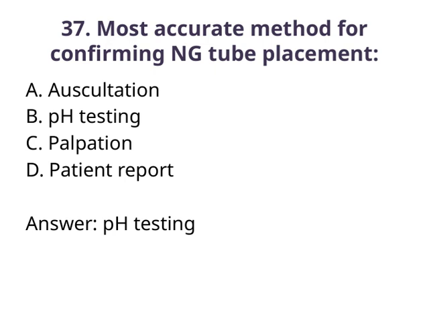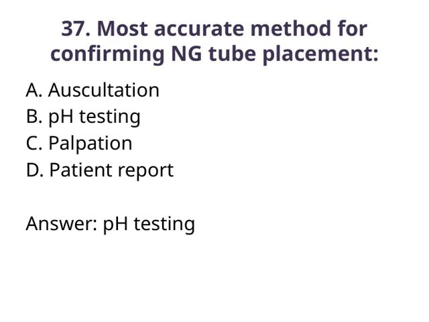What makes pH testing so reliable? Well, it involves checking the acidity of the aspirated stomach contents. The stomach typically has a low pH, meaning it's quite acidic, which helps us confirm that the tube is correctly placed in the stomach. While auscultation, which involves listening for air sounds over the stomach after injecting air, can sometimes be used, it's not as dependable because sounds can be misleading.